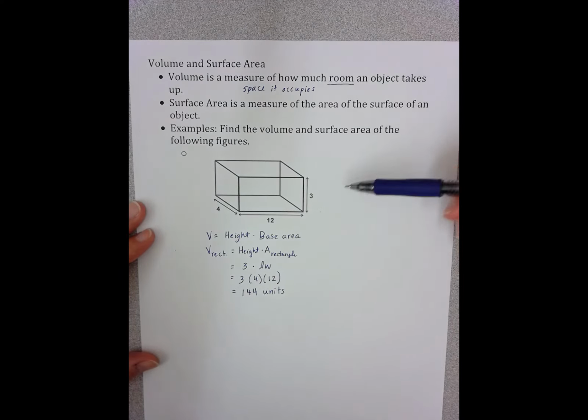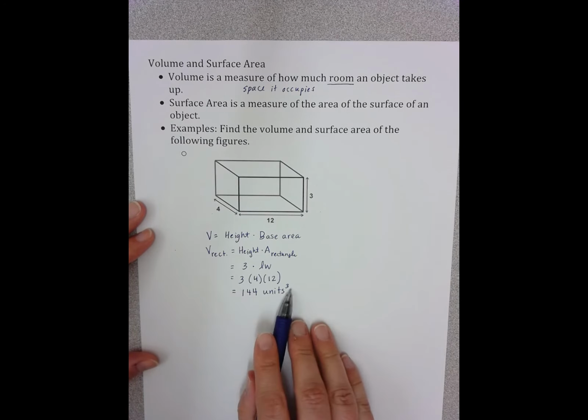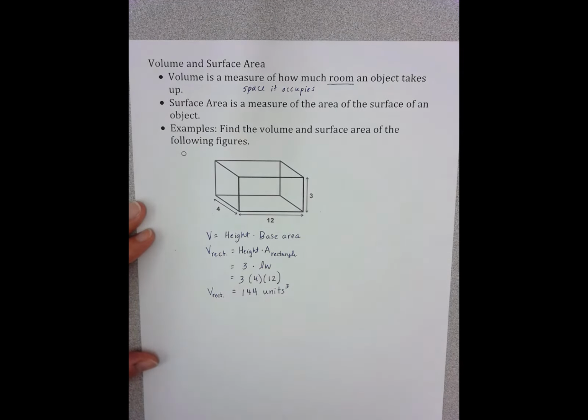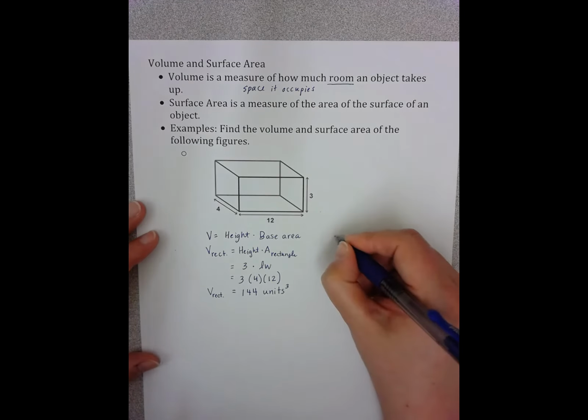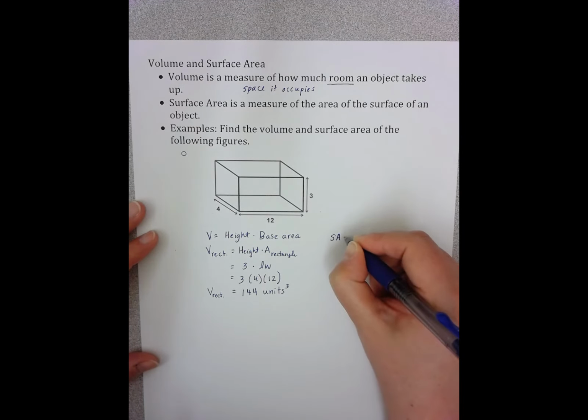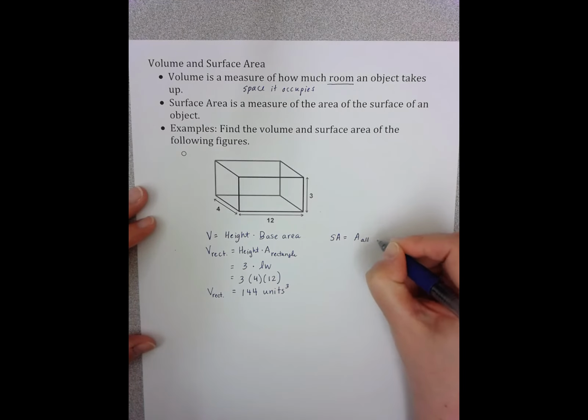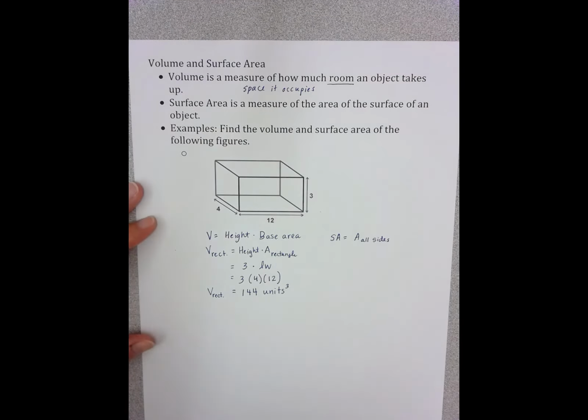Again, we weren't given units in this case, inches, centimeters. So I'm going to indicate that I understand that volume is units cubed by writing the words units cubed. So surface area. Surface area is the area of all the sides. In a rectangular prism, my sides have pairs.